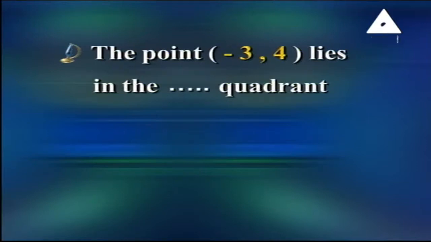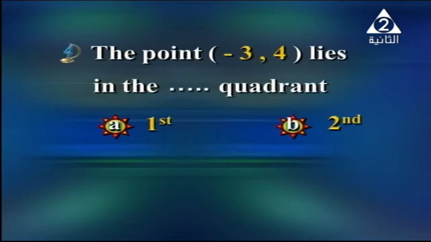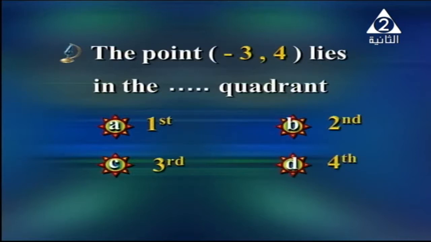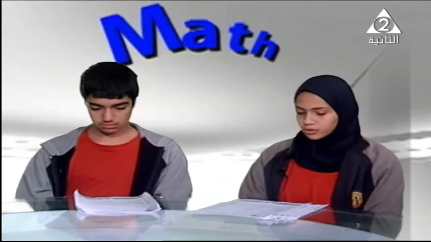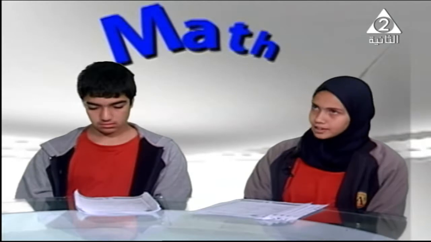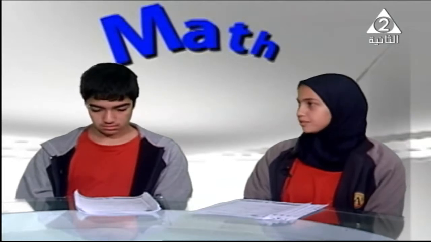The point negative 3, 4 lies in what quadrant? A, first quadrant. B, second quadrant. C, third quadrant. D, fourth quadrant. Habiba, the point negative 3, 4 lies in what quadrant and why? The point negative 3, 4 lies in the second quadrant because x is negative and y is positive. Excellent Habiba.